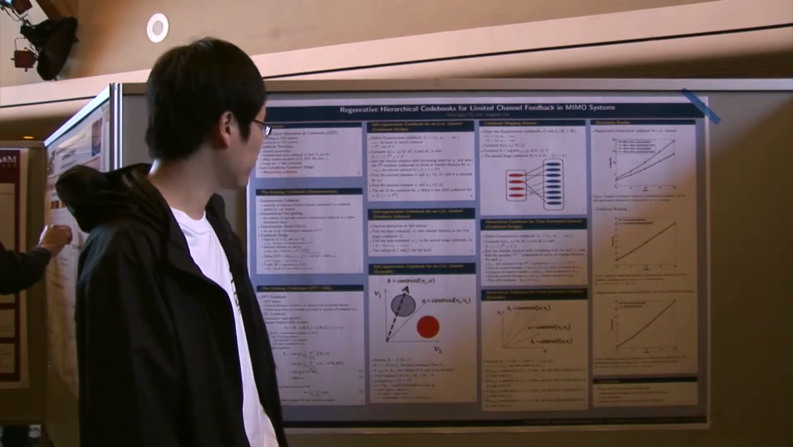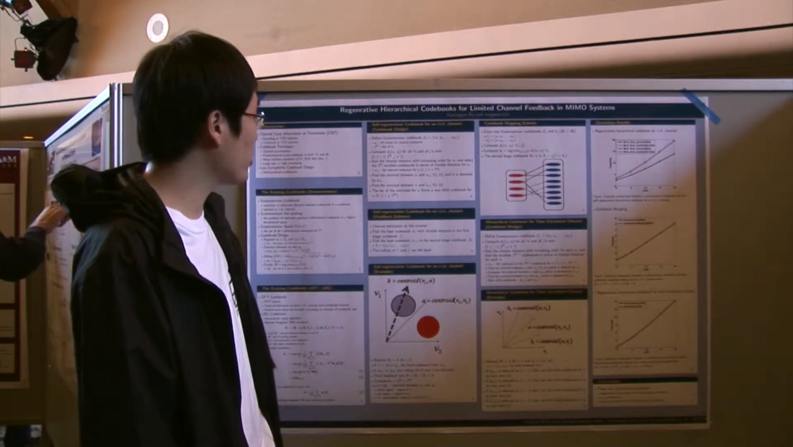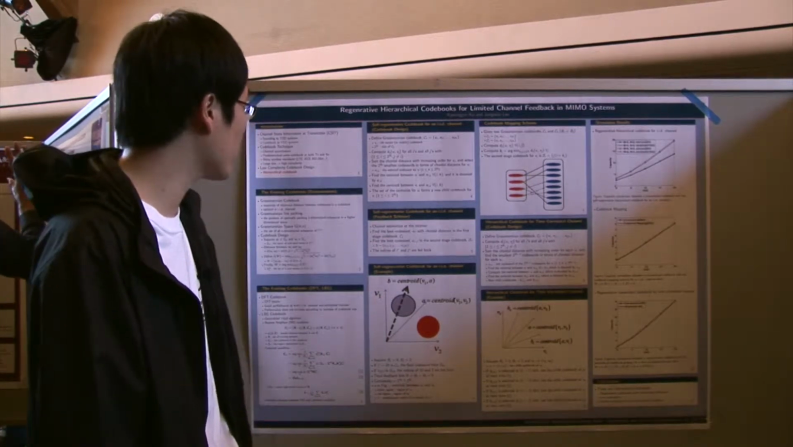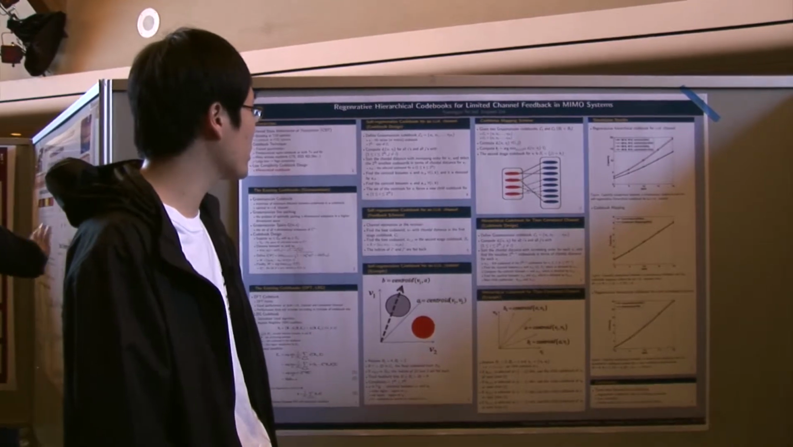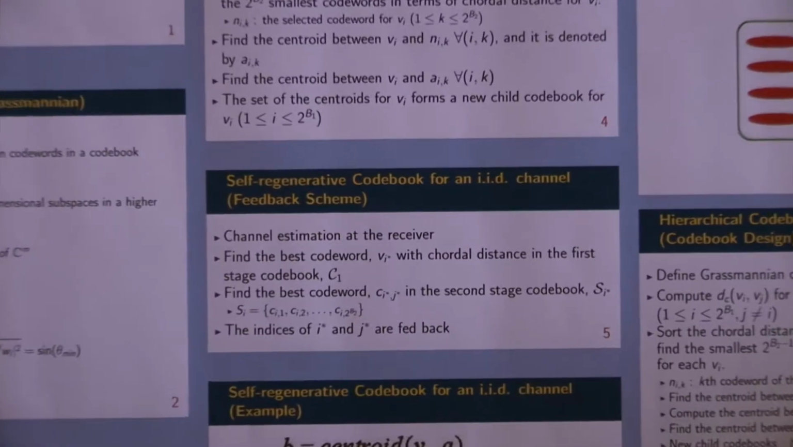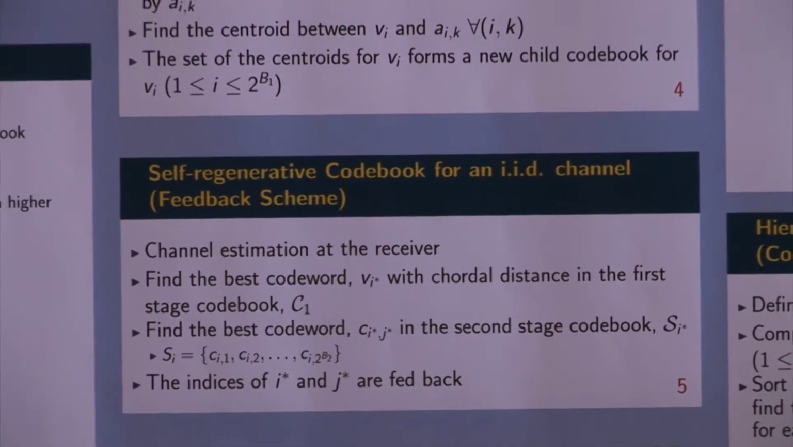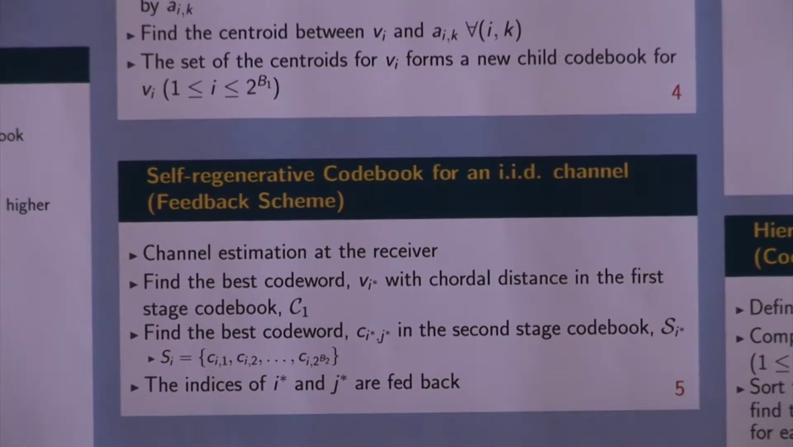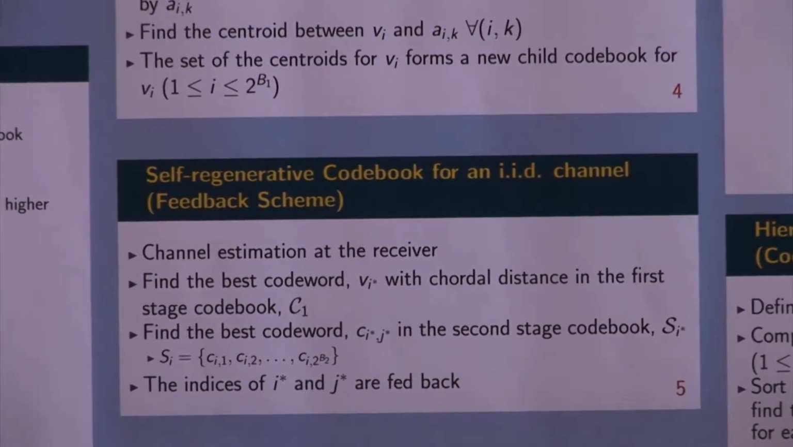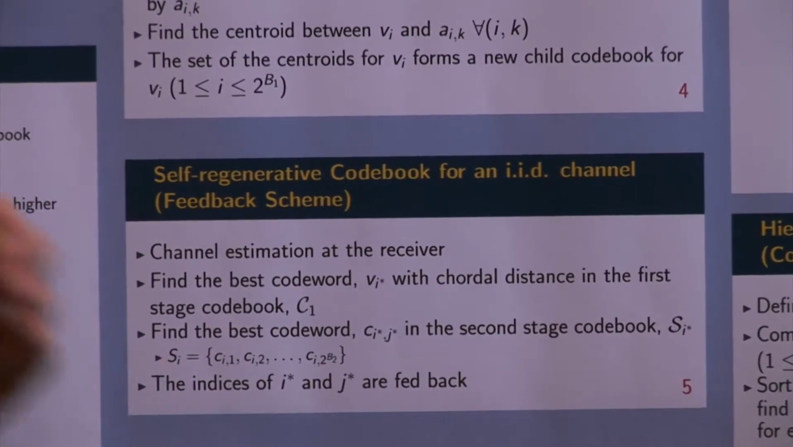The feedback process of the proposed codebook is as follows. After channel estimation at the receiver, we find the best codeword v sub i star in the first stage codebook C sub 1. Then we find the best codeword C sub i star j star in the second stage codebook S sub i star, which is the child codebook corresponding to v sub i star. Finally, the feedback information is i star and j star.